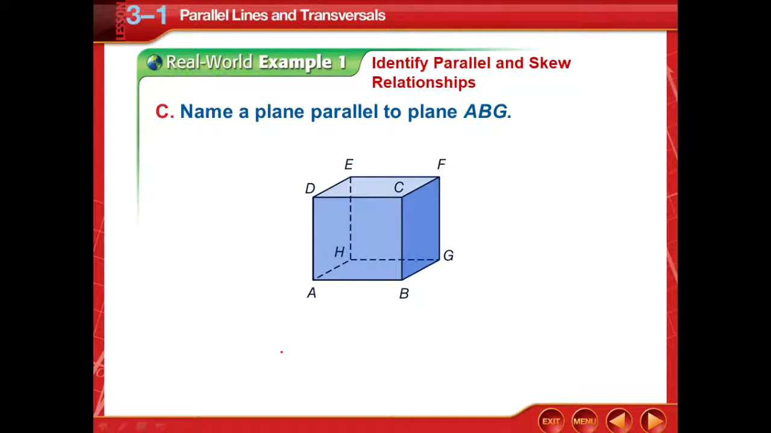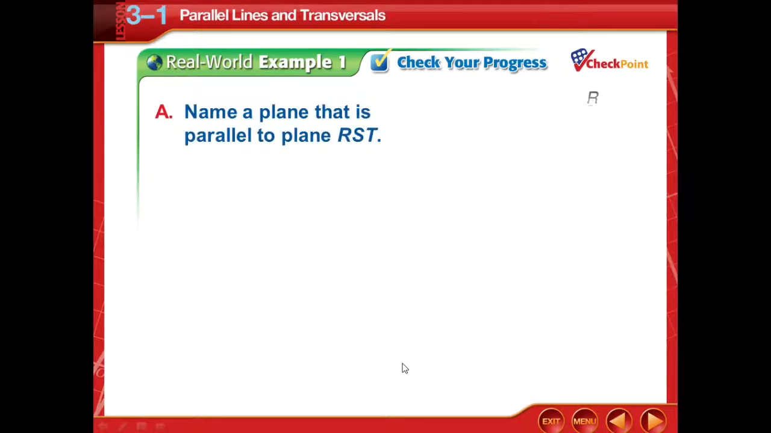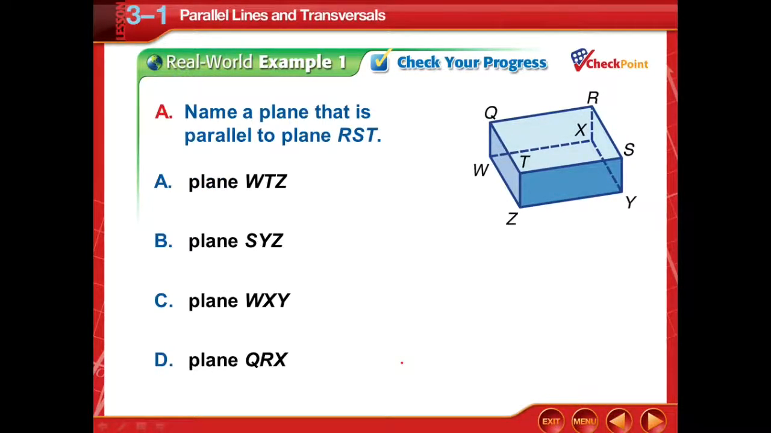Additionally, we want to name a plane that is parallel to plane ABG. Well, plane ABG is this plane that is on the bottom. So since it is on the bottom, we will use the plane that is on the top. Now, if you notice, there are 4 letters here to choose from. We only use 3 of them, and we say it is plane CDE because we pick the letters in alphabetical order. So we say this is plane CDE. Now it is your turn to practice.